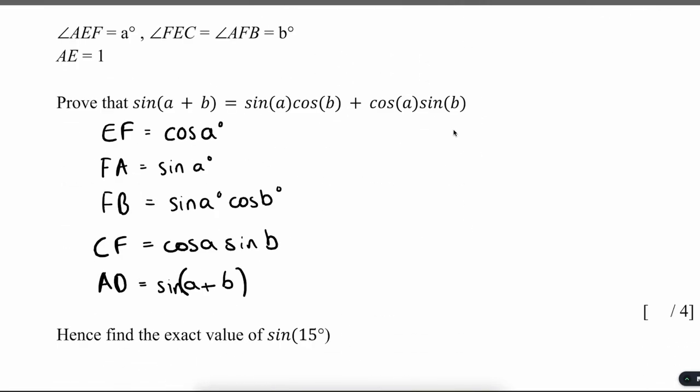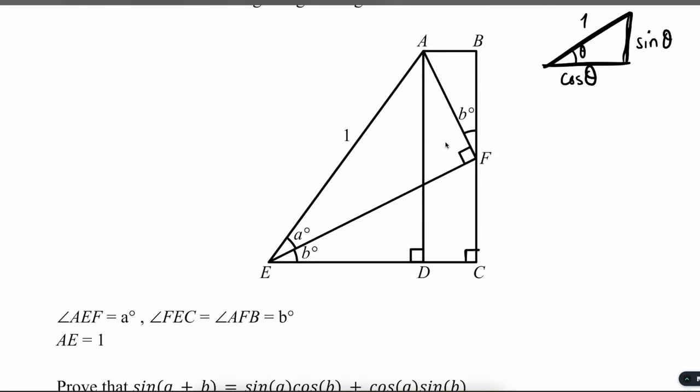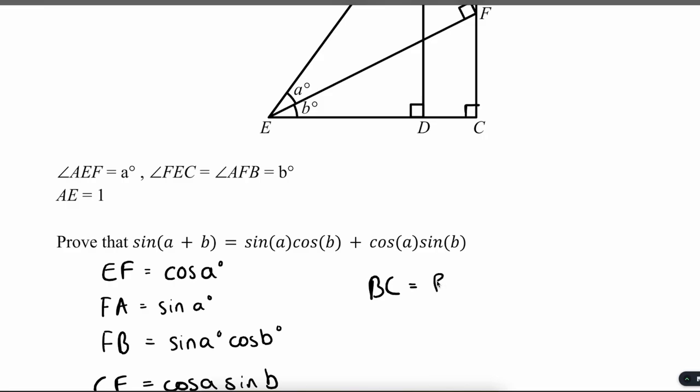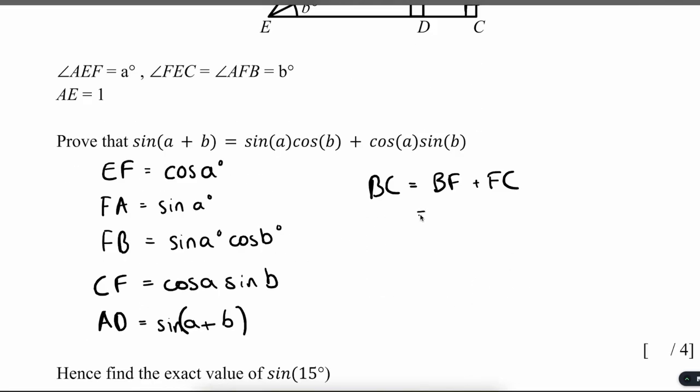and BC is equal to BF plus FC. And BF, as we've worked out, is sine A cos B, plus FC, as we worked out, is cos A sine B.